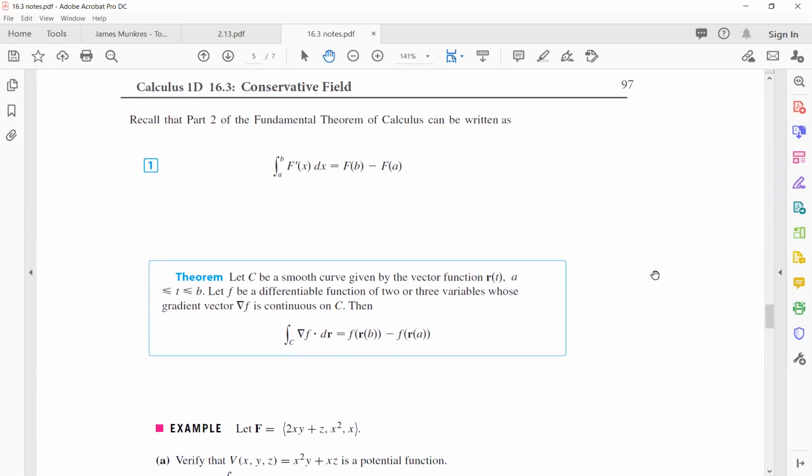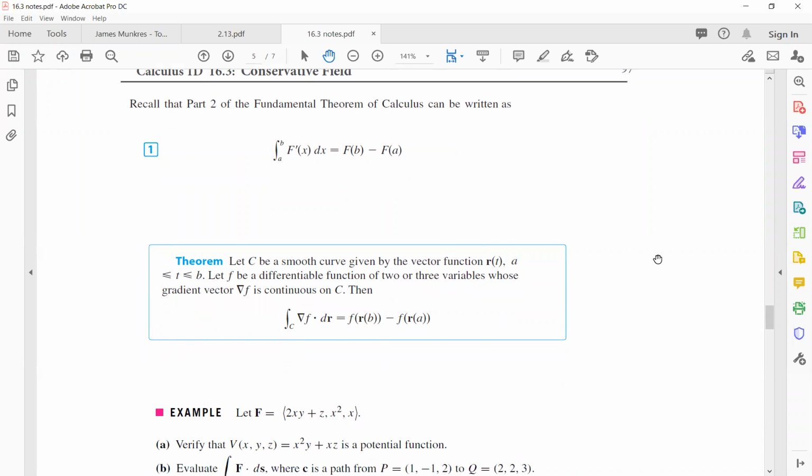This theorem says, suppose C is a smooth curve. What's the meaning of that? It means that you can take the derivative of this curve and it's never 0. And it's given by a vector function like r of t. Your t ranges between a and b. Suppose f is a differentiable function. Remember, being differentiable, the limit exists.